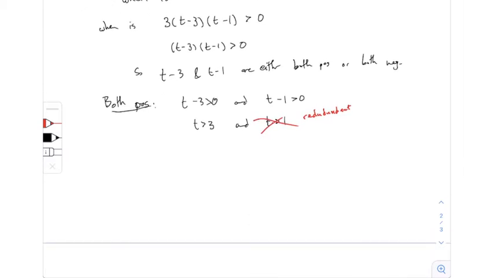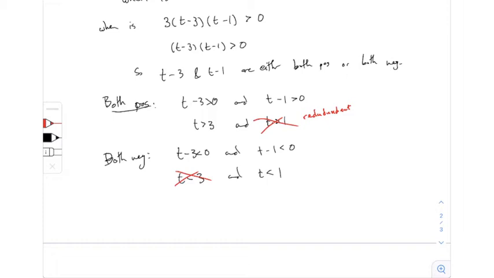What about when they're both negative? That would say t minus 3 less than 0 and also t minus 1 less than 0. You can, again, solve these. t is less than 3 and t is less than 1. Again, one of those is redundant. It's this one this time. t less than 1 is the important one in this case.